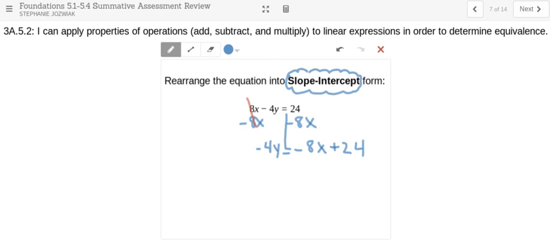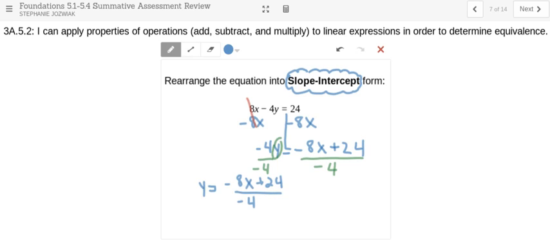Now there's still one more thing I have to do. If I'm trying to solve for y, I need to get rid of whatever's with it. So in this case, I'm going to need to divide by -4. So I'm going to have y equals, and I'm going to move over just a little bit here. I have -8x plus 24 all over -4.